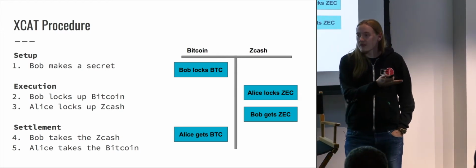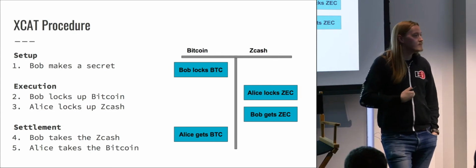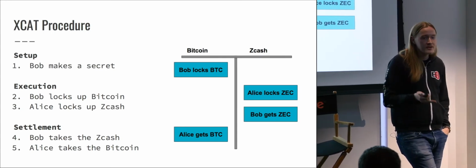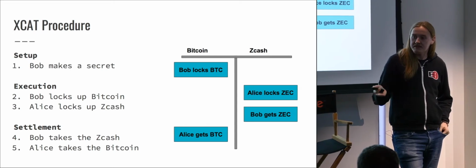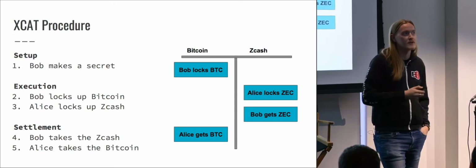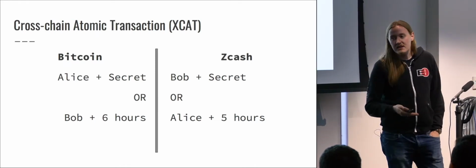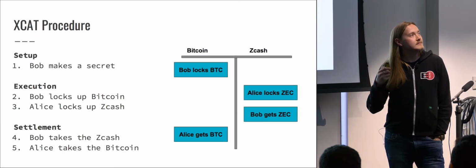Bob locks up his Bitcoin first. Alice locks up her Zcash second. Then Bob, when he wants to, gets the Zcash, and Alice gets the Bitcoin. She looks at the Zcash transaction on chain, sees the secret, and uses it to get the Bitcoin. So she goes back to her Alice plus secret route on Bitcoin to get the Bitcoin.